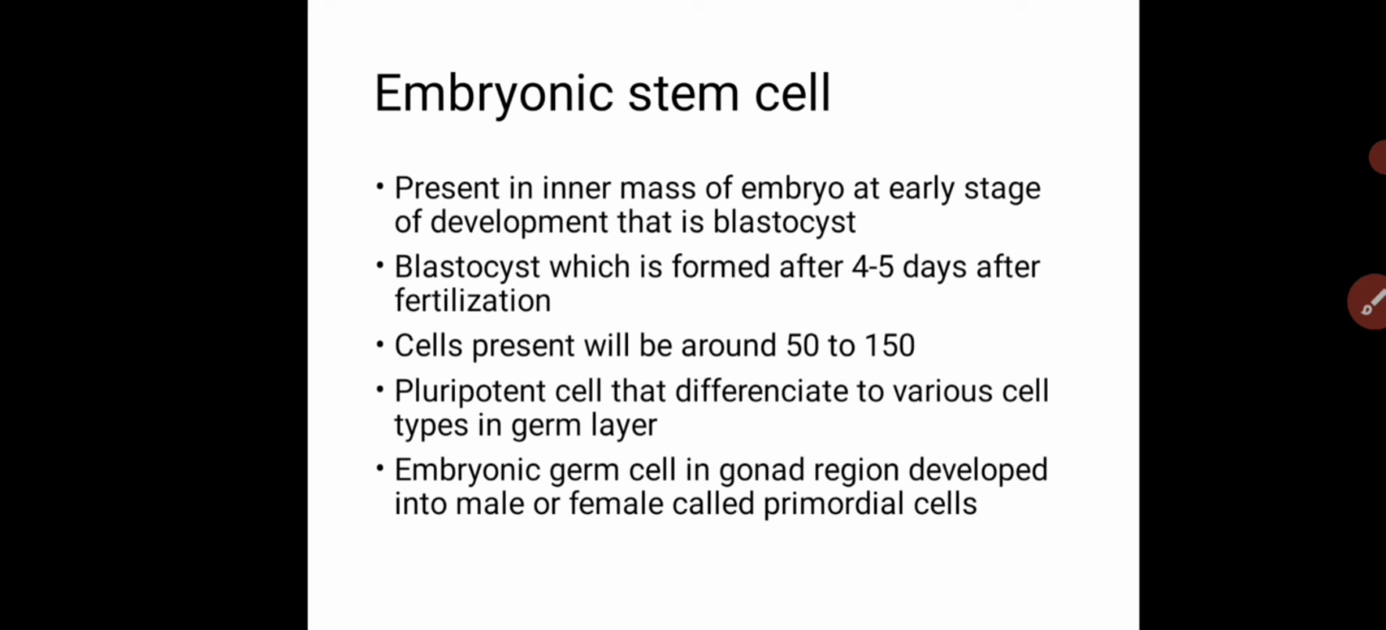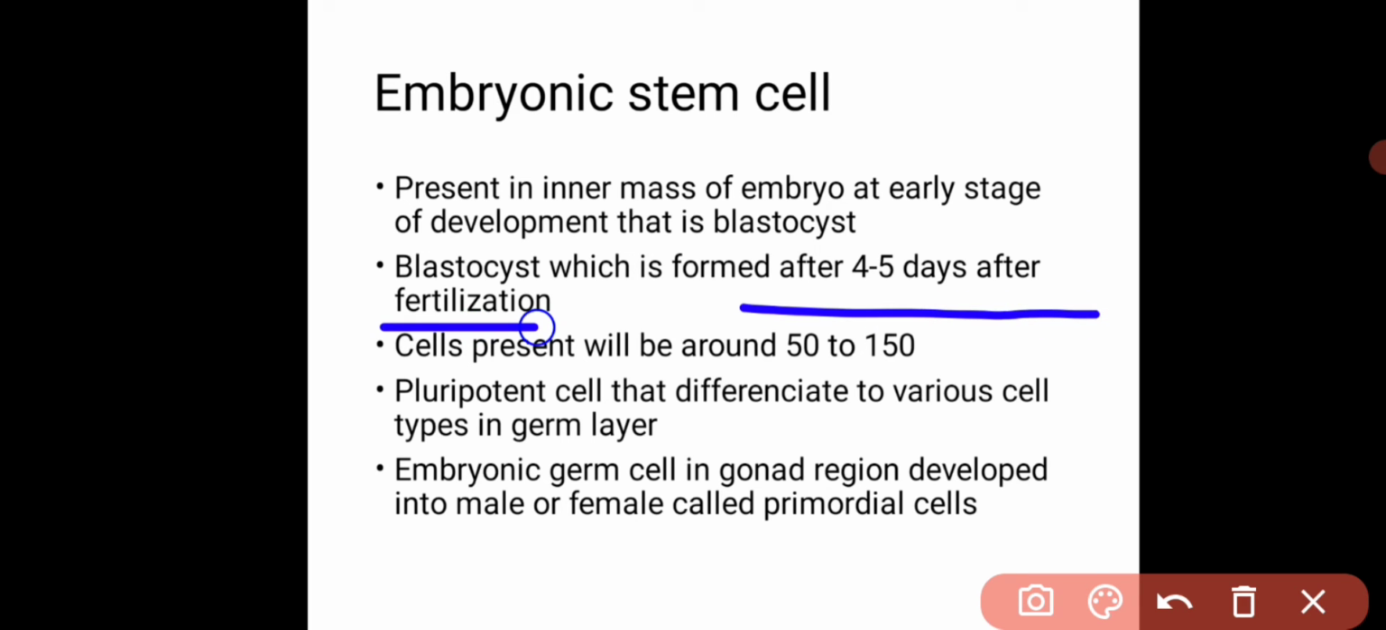The first one is the embryonic stem cell. It is present in the inner mass of the embryo at an early stage of development, that is the blastocyst. This is a particular stage formed after 4 to 5 days of fertilization. In that blastocyst, these embryonic stem cells are present, around 50 to 150 cells.